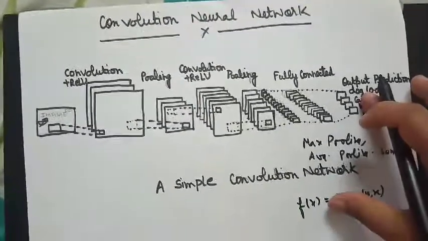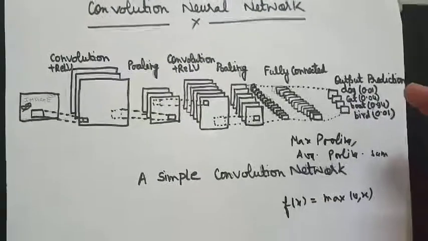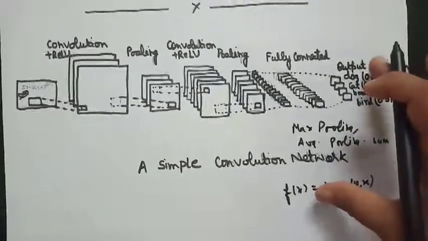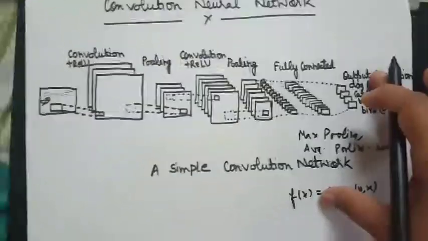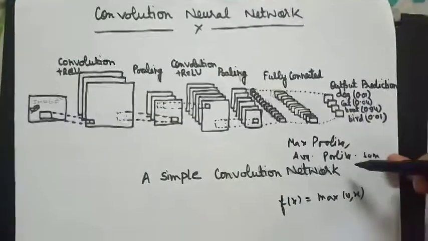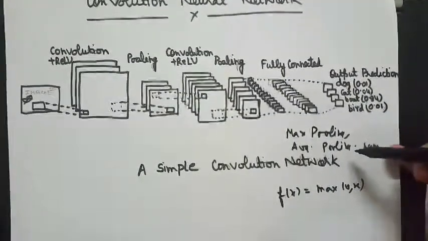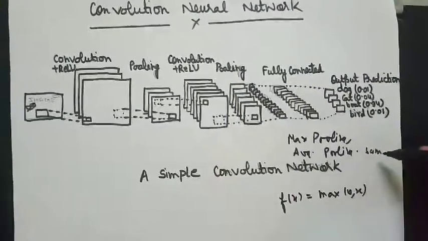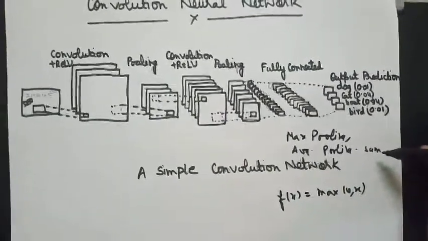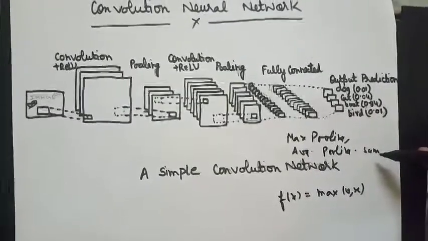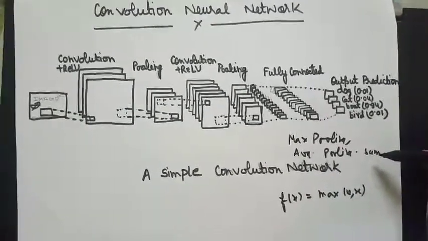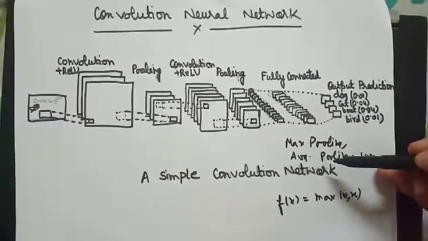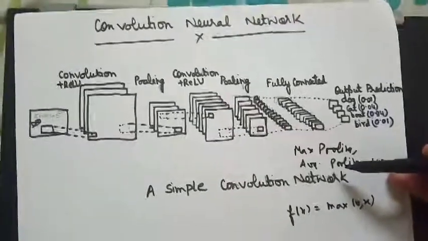Maximum pooling is used as a noise suppressant. That means it returns the maximum value from the portion of the image covered by the kernel. In average pooling, the average value is returned from the portion of the image covered by the kernel. And in sum pooling, the sum of the values from the portion of the image covered by the kernel is returned. We can say that maximum pooling is better than average pooling. So this is the pooling operation.